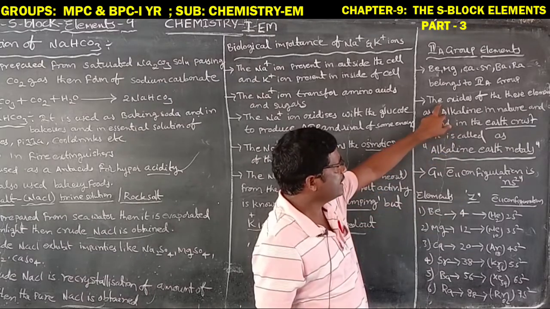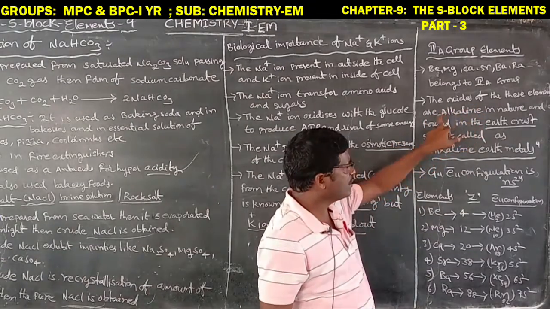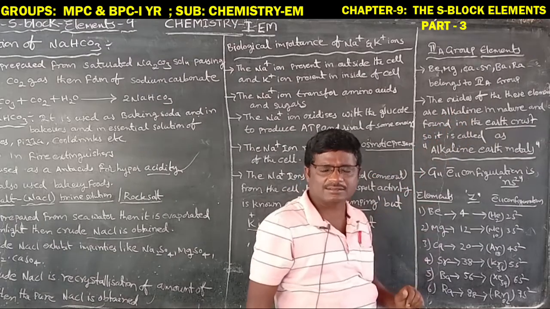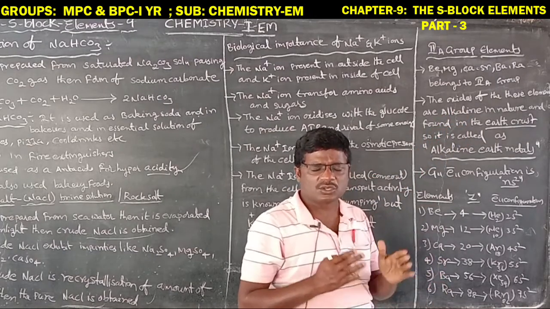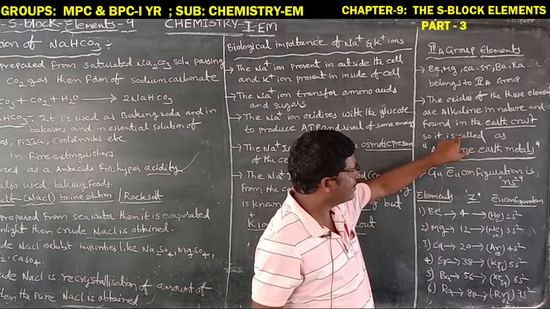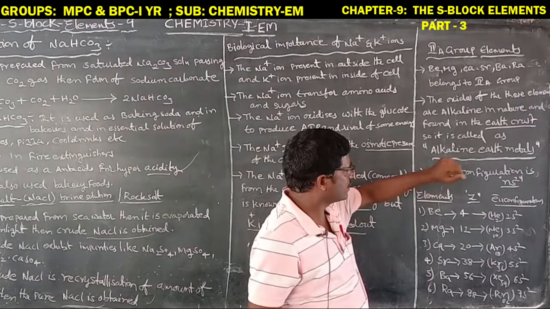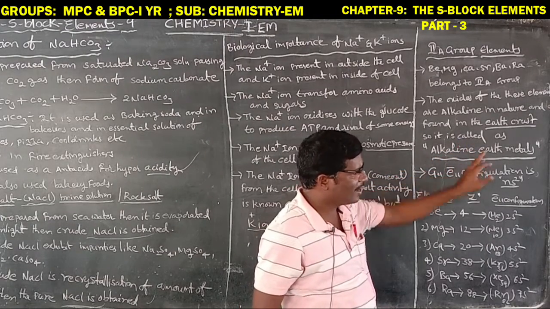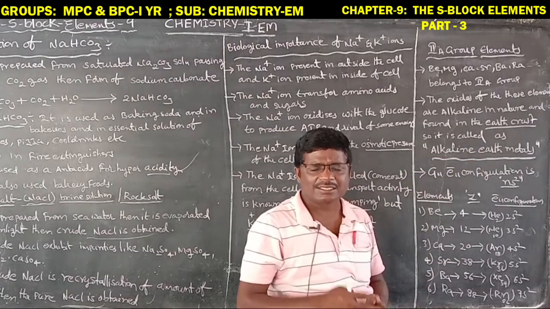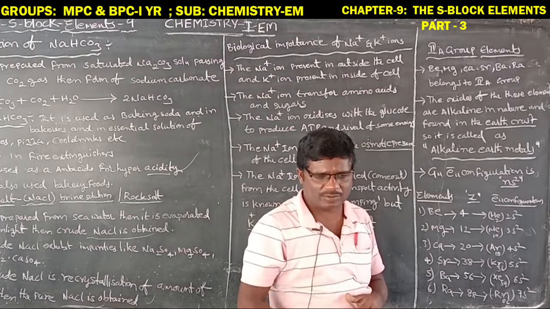Next, the oxides of those elements. The oxides of those elements are alkaline in nature and found in the earth's crust, so they are also called alkaline earth metals.